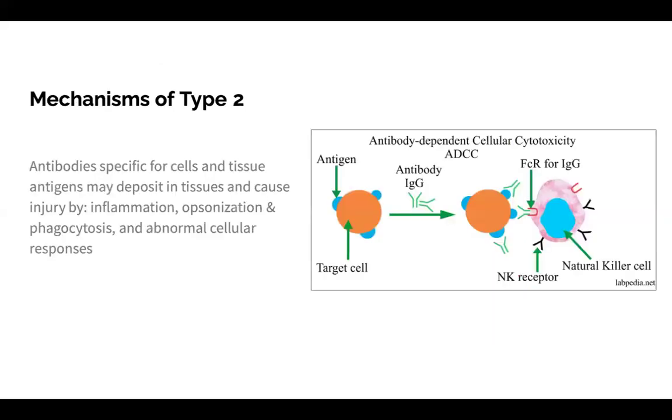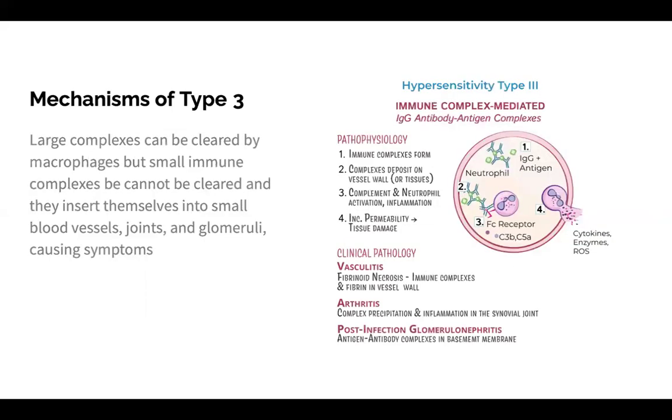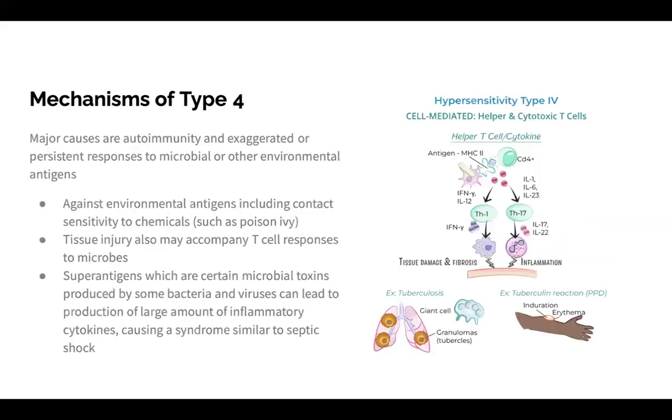Mechanism of type 2: antibodies specific for cell and tissue antigens may deposit in tissues and cause injury by inflammation, opsonization, phagocytosis, and abnormal cellular responses. Mechanism of type 3: large complexes can be cleared by macrophages, but small immune complexes cannot be cleared, and they insert themselves into small blood vessel walls, joints, and glomeruli, causing symptoms.